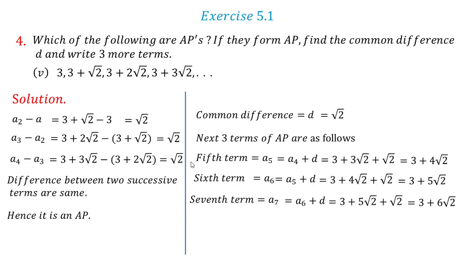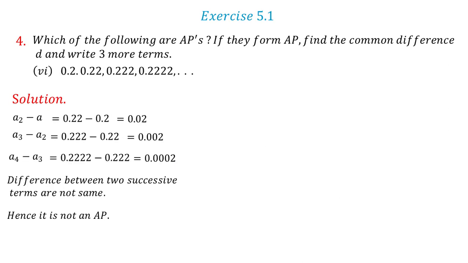So the next 3 terms are 3 plus 4 root 2. What you have to do is add root 2. So when we add 3 plus 3 root 2 plus root 2, it will become 3 plus 4 root 2. Then 3 plus 5 root 2, 3 plus 6 root 2, and so on. Here the common difference is not the same, so this is not an AP.